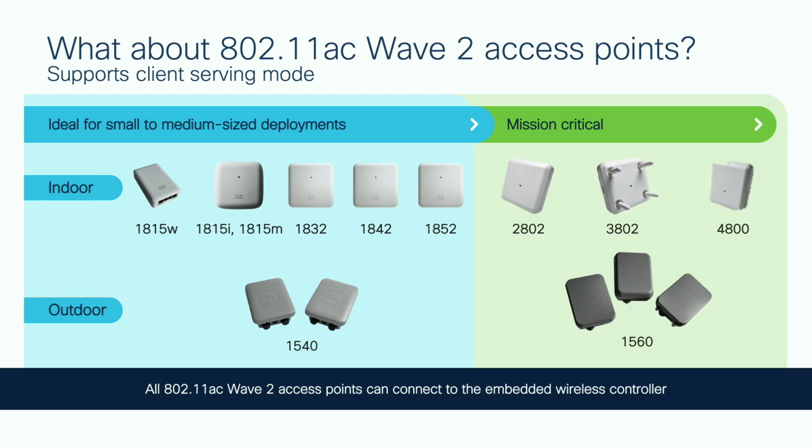Now, which access points does it support as client-serving APs? You can have your embedded wireless controller running on a Wi-Fi 6 access point, and it can also serve the clients. But if you have older Wave 2 access points, which are the 1800, 2800, 3800, and outdoor access points, they can all join the embedded wireless controller running on a Wi-Fi 6 access point. That means a truly controller-less deployment. You are deploying a controller on a Wi-Fi 6 access point and managing your existing Wave 2 access points to serve the clients.